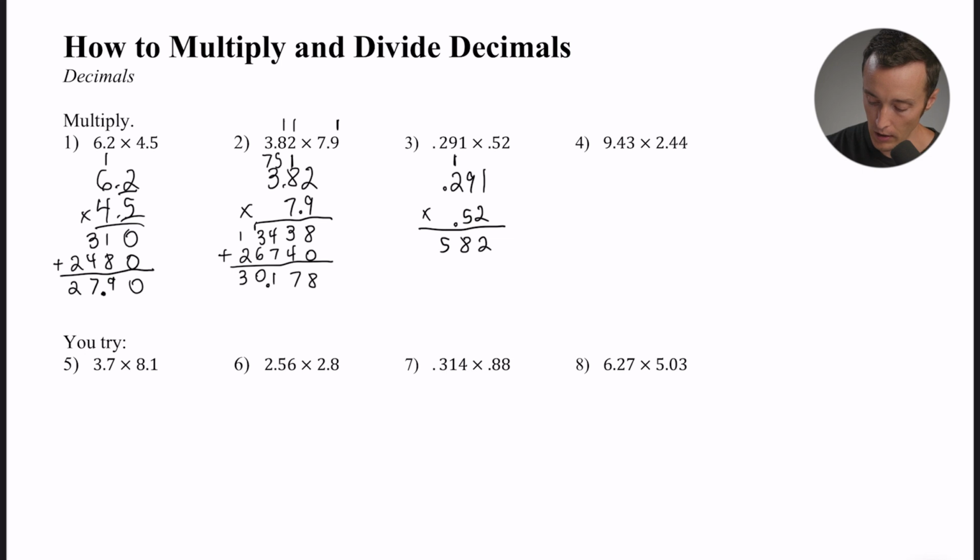As I scoot over to multiply the 5, don't forget, put a placeholder in. 5 times 1 is 5. 5 times 9 is 45. Carry the 4.